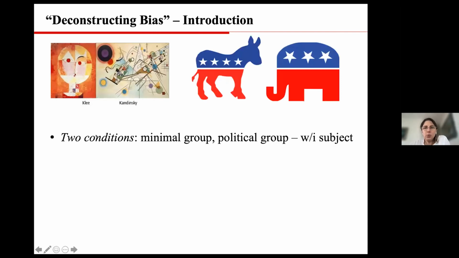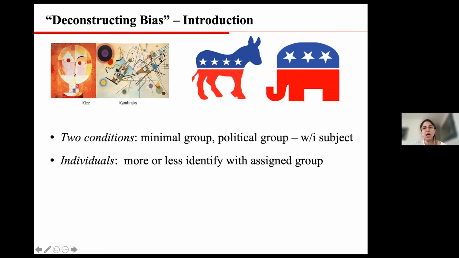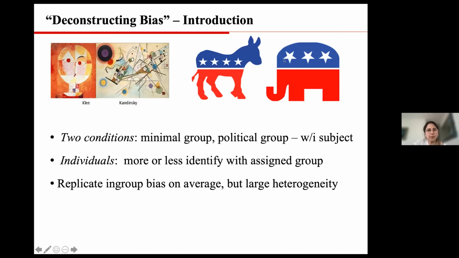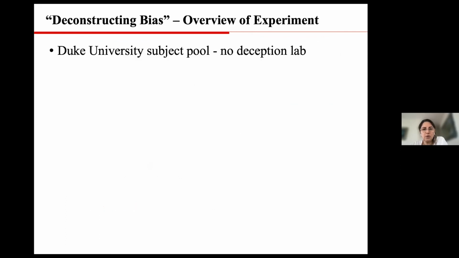So we employ a within-subject design with two different conditions. There's a minimal group condition and there's a political group condition. In the minimal group condition, the subjects are choosing between whether they like a Klee painting or a Kandinsky painting. And in the political condition, this is a symbol for Democrats, and this is a symbol for Republicans. We're going to be looking at people who more or less strongly identify with being Democrats or being Republicans. And the results are that we replicate this in-group bias on average, but there's huge heterogeneity among our subject population as to what they're doing. And again, we see groupie versus not groupie individuals.